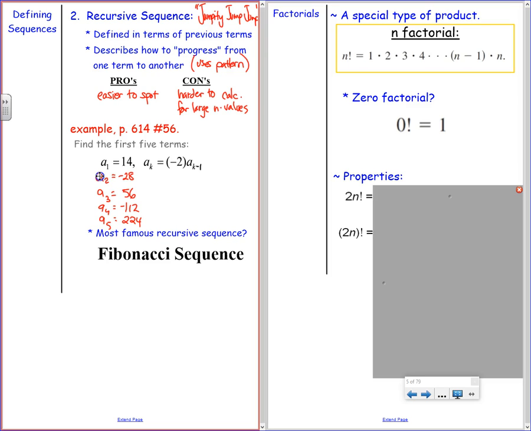So instead of just establishing a sub 1, like most normal recursive sequences, instead of just having an initial term, the Fibonacci actually needs the first two. So I need a sub 1 and I need a sub 2. And then if I establish a sub 1 and a sub 2, then question, starting at n equals 3, what would be the recursive formula?